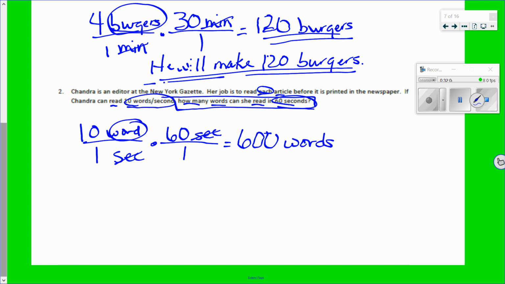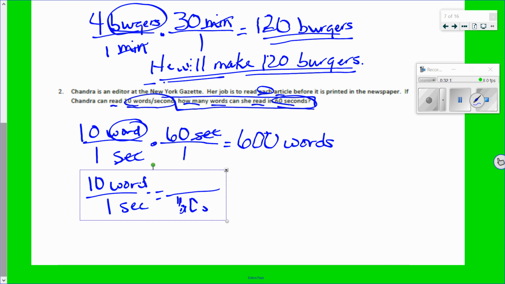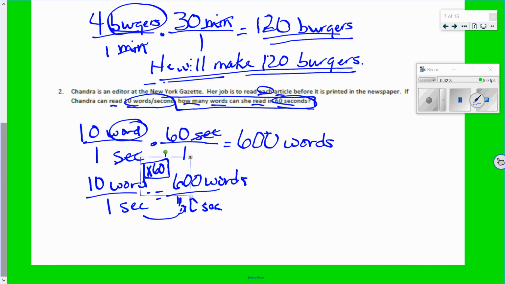The other way that I can do this is what we've been doing up to this point, doing this as a ratio. 10 words in 1 second equals, and I know I'm going to 60 seconds. How do I go from 1 to 60? What's in my mystery box? 60. Times 60. 10 times 60 gives me 600. The unit on top is words. Either one of those works, guys. Multiplying to get rid of the unit or doing the ratio. Super fast.